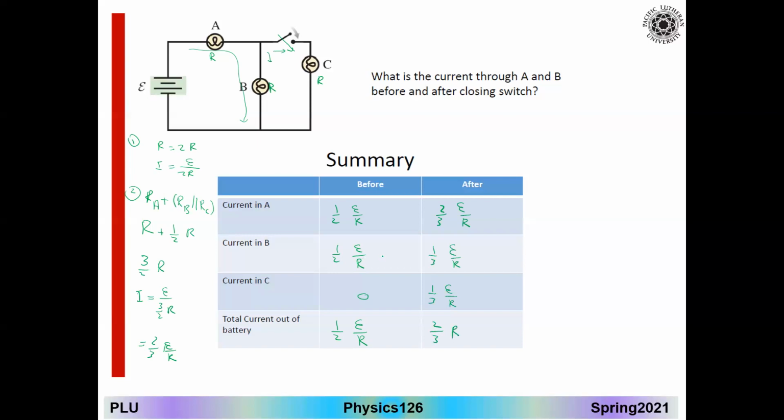So here you can compare the brightness. Your light bulb A, before the switch was on, had half, and then it increased to 2/3. So here it is brighter. And for B, it was half and reduced to 1/3. So this one is less bright. Okay. And for C, it was off. Now it is turned on, and its brightness is the same as B.